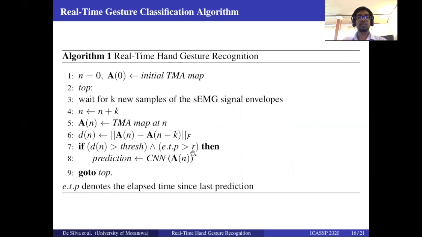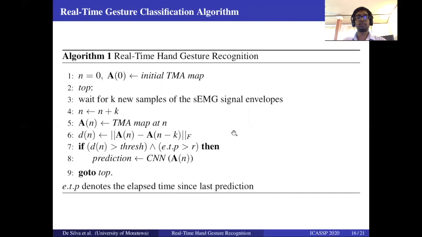This algorithm sums up what we are doing in our method. The important part of this algorithm is this if clause. It has two conditions. In the first condition, it says that it must detect an onset because the dn should be higher than the specified threshold. And at the same time, the elapsed time since last prediction should be higher than the refractory period R.